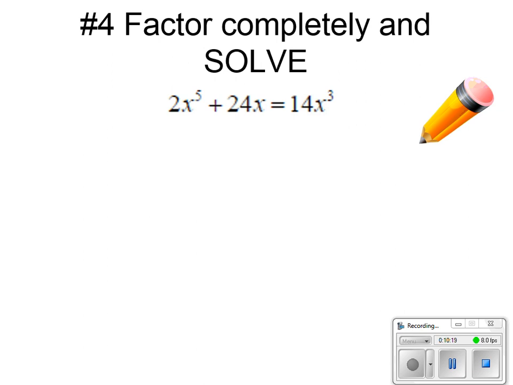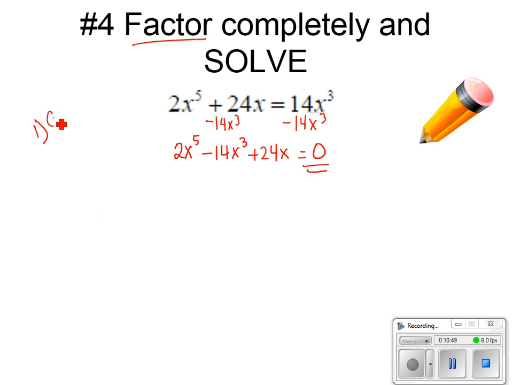Factor completely and solve. Okay, this time it's not set equal to 0. So I've got to get everything on one side. So 2x to the 5th, I'm going to subtract 14x cubed from both sides, minus 14x cubed. I'm going to make sure it's in standard form. That's why standard form is so important: largest degree all the way down to the smallest. Okay, so now that I have it set equal to 0, now I can factor.